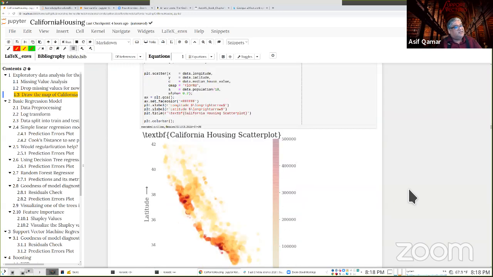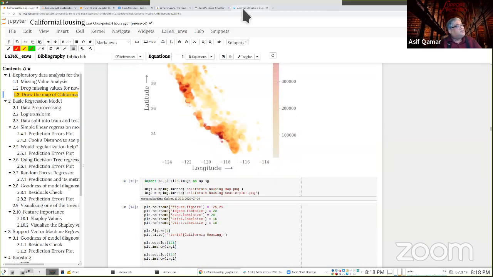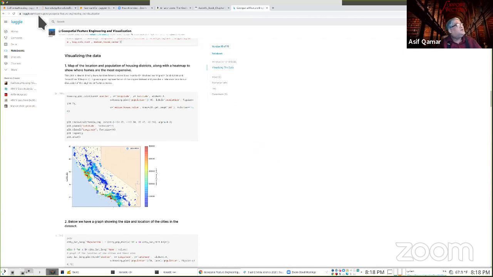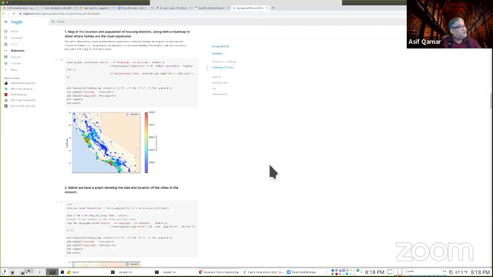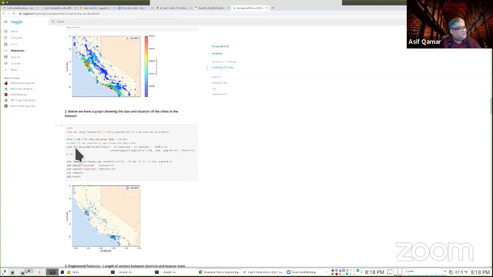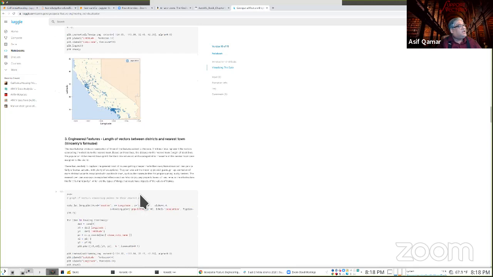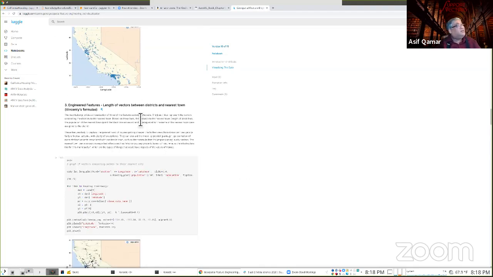What else? We projected it onto the map as a scatter plot. This fellow seems to have done also a scatter plot. We have done this. So let's see what we missed. And that is a great way actually to learn, by seeing what you have missed. Below is a graph showing the size and location of the cities. So this is the city location. So more of this. Feature engineering, length vector between districts. And so this is actually very good.